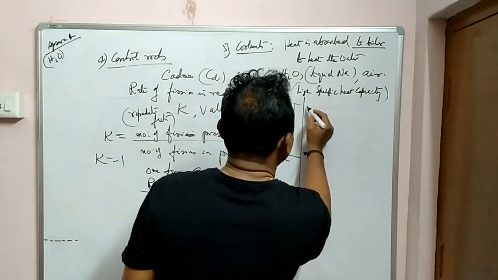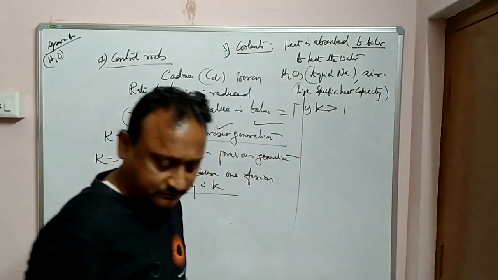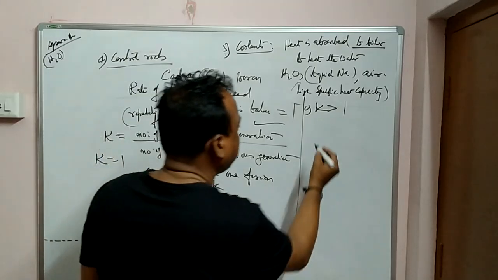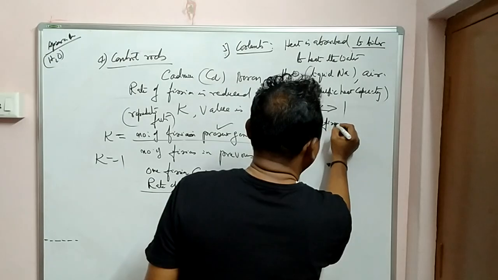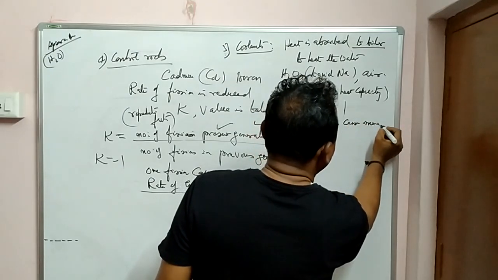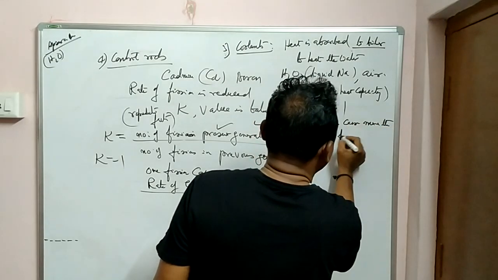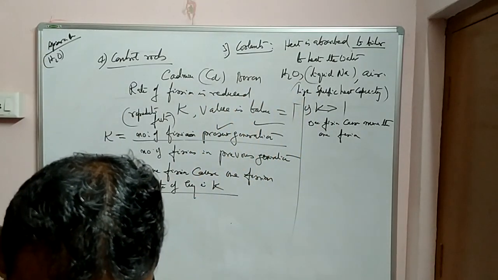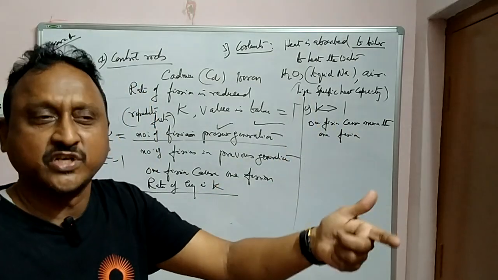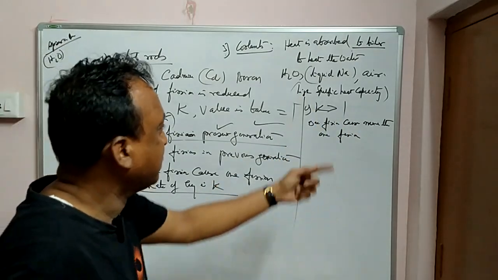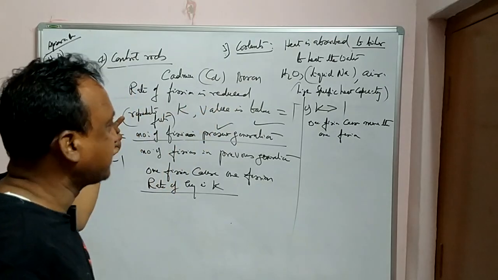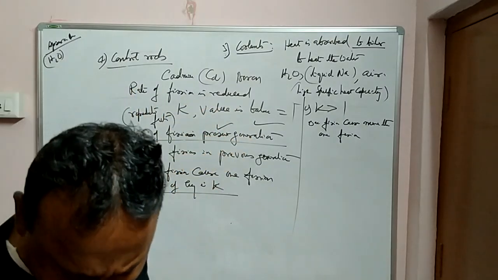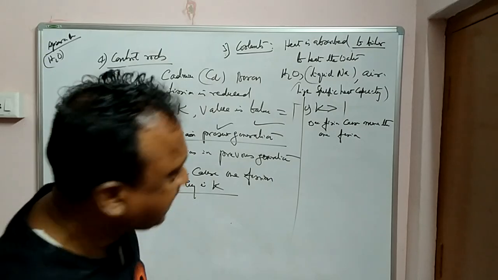Suppose K happens to be greater than 1. If K is greater than 1, what happens? One fission causes more than one fission, that is, more than one nuclear fission. 2 fissions can happen, 3 fissions can happen. If K is greater than 1, that is, the number of fissions in the present generation divided by the number of fissions in the previous, then in this case, since K is greater, the rate of energy liberated increases.